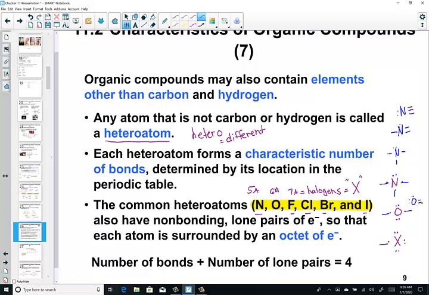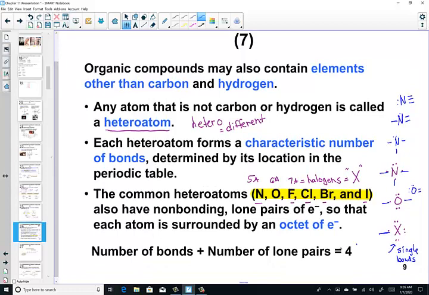And remember, a halogen has only single bonds because it only has room to attach with 1 bond to complete its octet. So the number of bonds plus the number of lone pairs must always equal 4. In other words, 1, 2, 3, 4 for the halogen, 1, 2, 3, 4 on the oxygen, 1, 2, 3, 4 for nitrogen, so that we complete the octet of each of those elements.